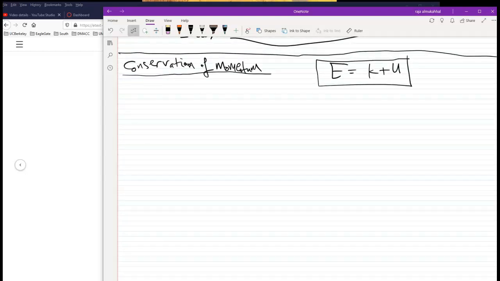What does that mean? What's the meaning of conservation? Again, it's a universal law. It's part of nature, okay? The natural law.